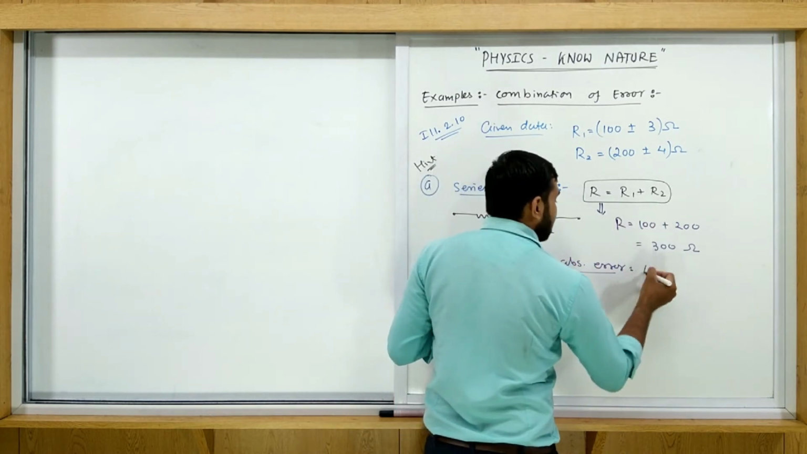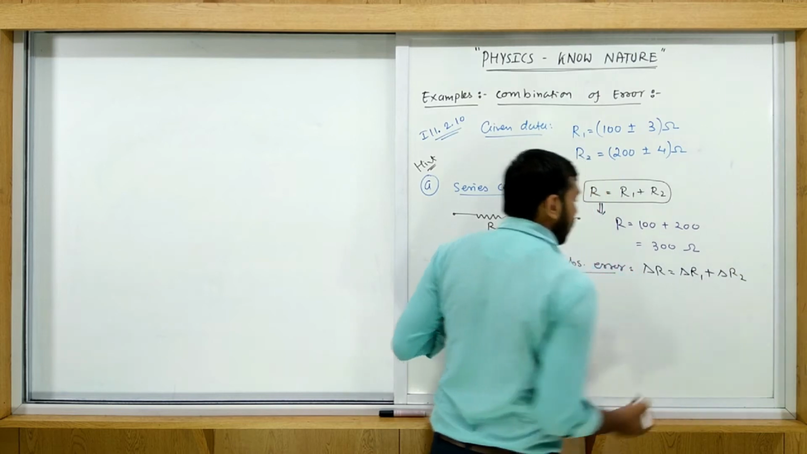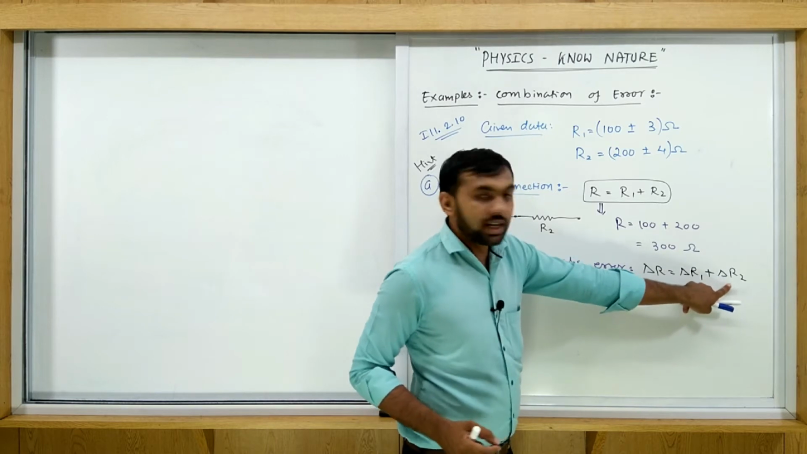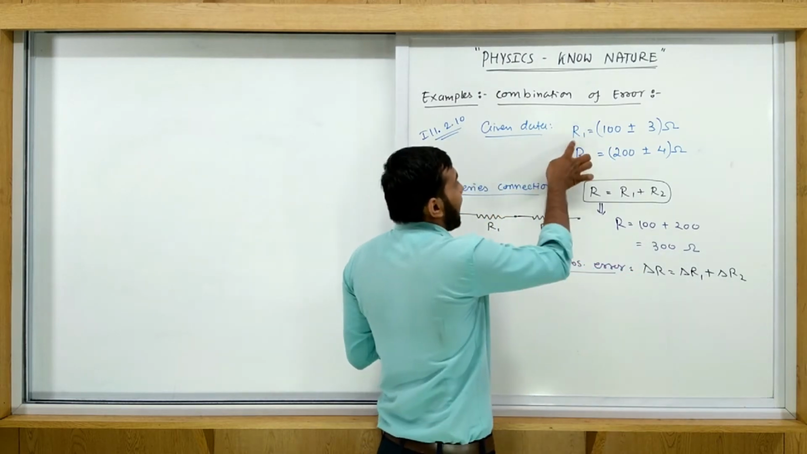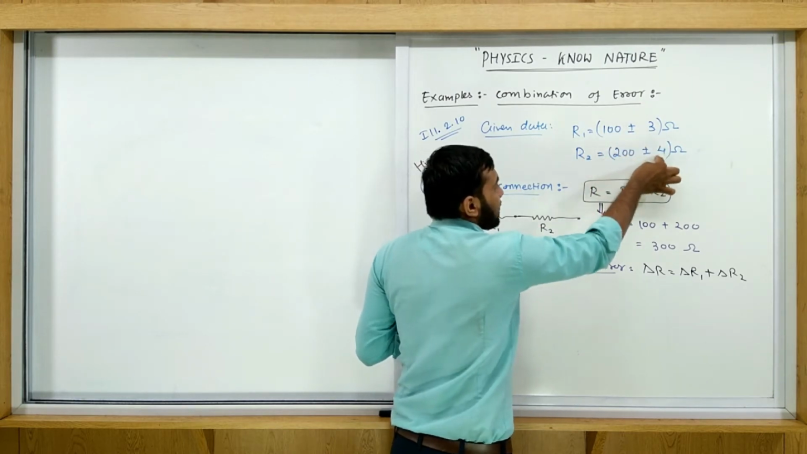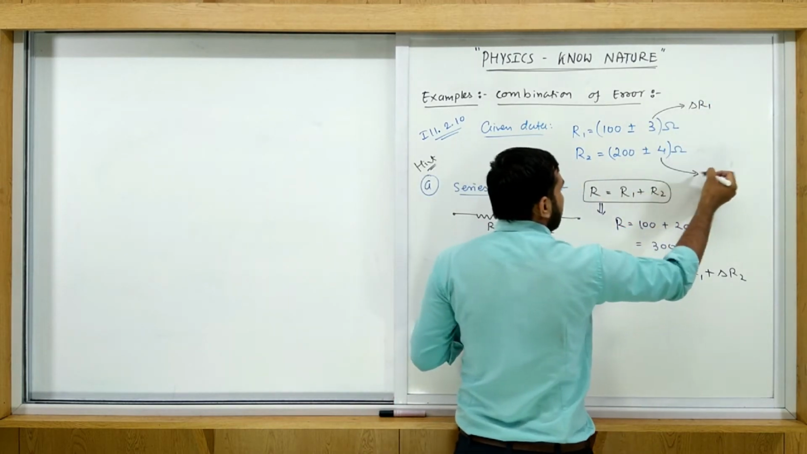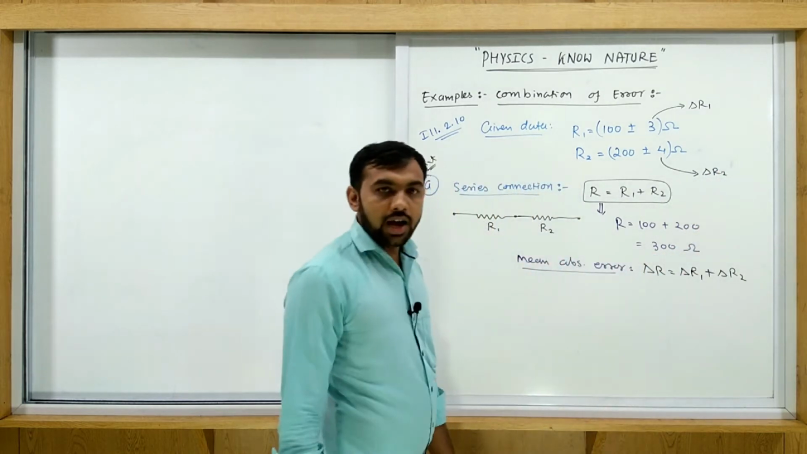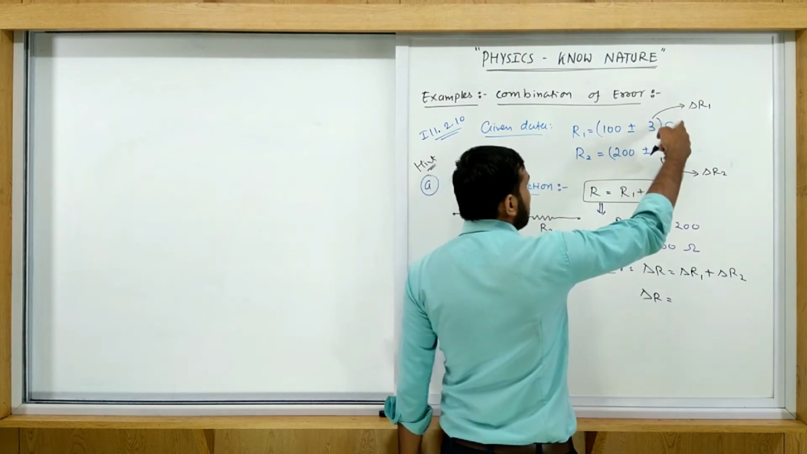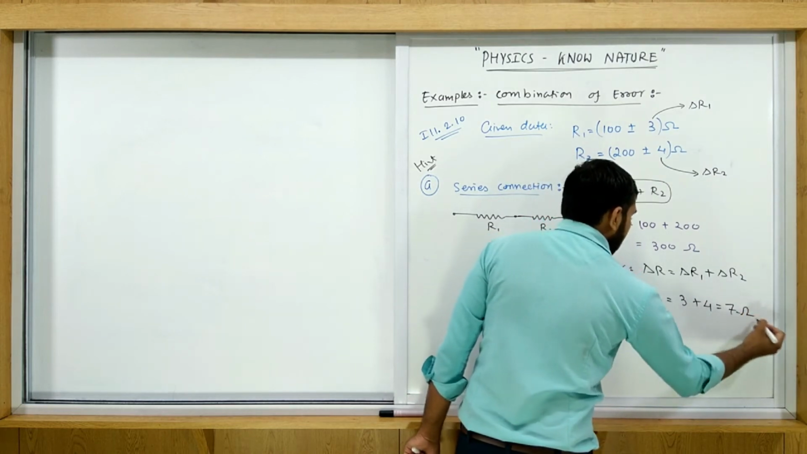So in summation, what is the answer? Delta R is equal to delta R1 plus delta R2. Always use the positive sign, as we discussed in the theory session. What is delta R1? See, R1 is equal to R1 plus or minus delta R1, and R2 plus or minus delta R2. So what is this 3 actually? Delta R1. What is this 4? Delta R2. So put both values here. So what is delta R? Delta R is equal to 3 plus 4. The answer is 7 ohm.